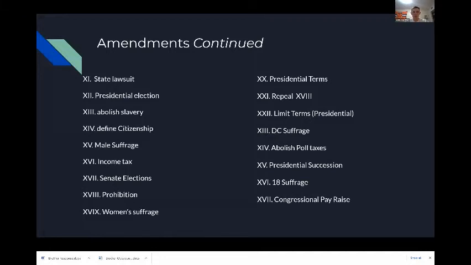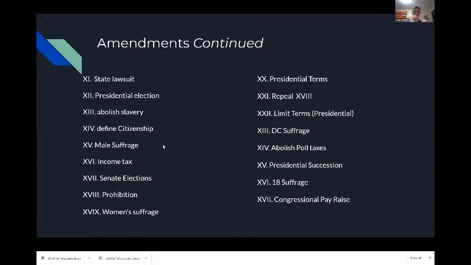And this would be further supported by Amendment 24, which is not written correctly on the Google Doc. That says 14. That is incorrect. It's supposed to be 24, which is the abolishment of poll taxes and other such things that people tried to do to prevent African American males, specifically in the South, from voting.